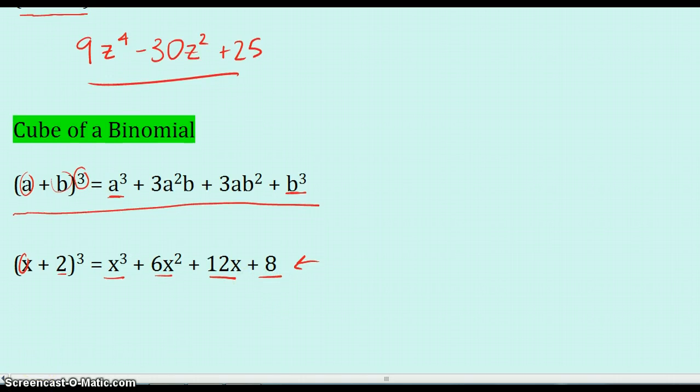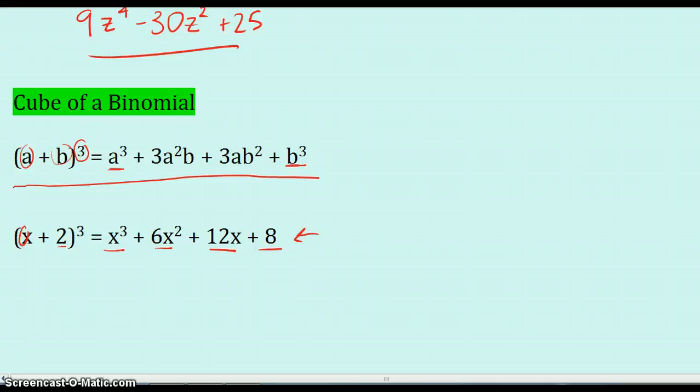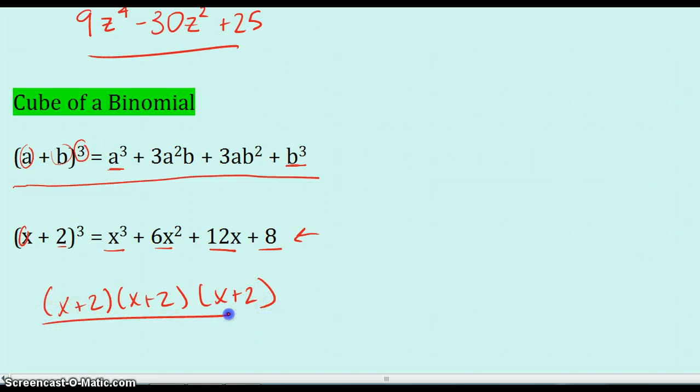So those are the 3 little shortcuts, and if you memorize these, it might be a lot easier than instead of writing x plus 2 times x plus 2 times x plus 2 and multiplying all that out. Instead, you can just use this nice little simple shortcut.